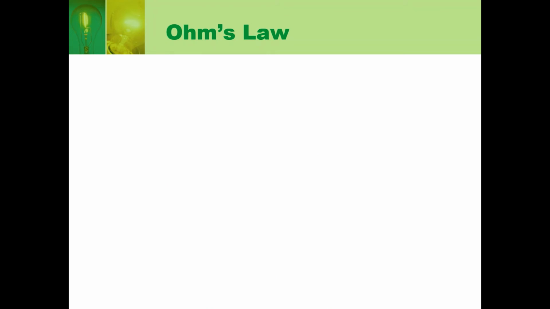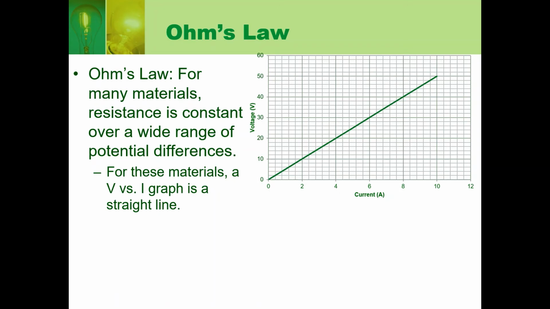Because we found that voltage and current were proportional in our lab, we can state that our electrical device follows what's called Ohm's law. Ohm's law states that for many materials, resistance is constant. That is to say, voltage and current are proportional over a wide range of potential differences.